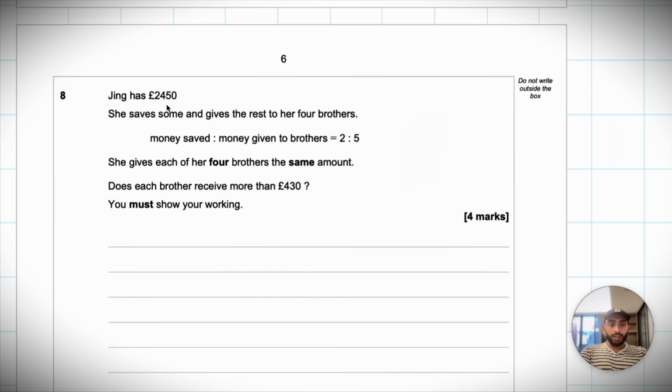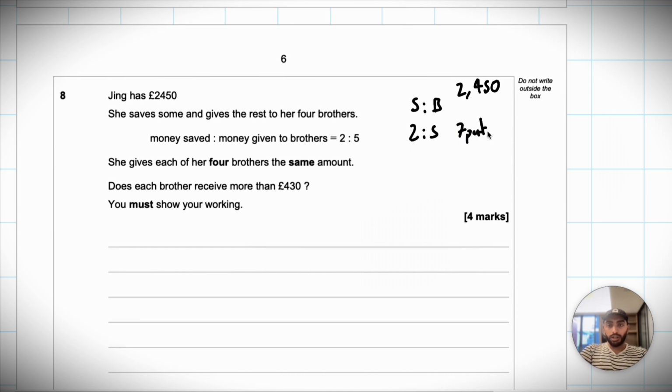Question 8. Jing has £2,450. She saves some and gives the rest to her 4 brothers. The money saved to the money given to brothers is 2 to 5. Let's just work out the amount that she saved and the amount that she's given to her brothers. So saved to brothers is in the ratio 2 to 5. The total amount that we're sharing is 2,450. Altogether here we have 7 parts. 2 add 5 is 7.